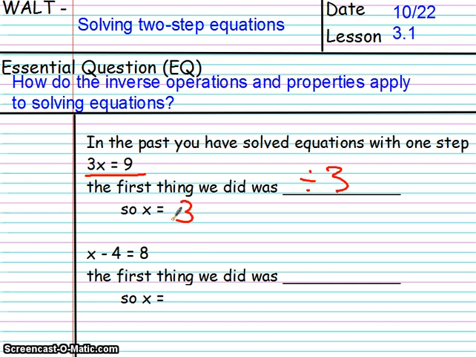Very similarly, if we had addition or subtraction, x minus 4, the opposite of subtracting 4 is to add 4. So the first thing we did was to add 4. And if we add 4 to both sides, we get that x equals 12. We should all know how to do that very easily by now.